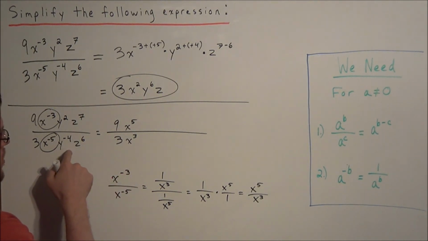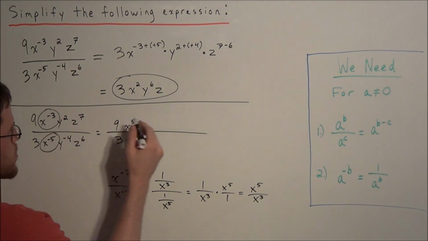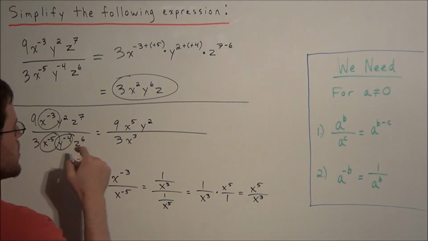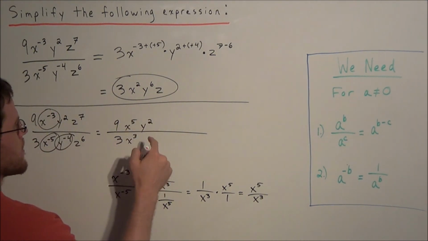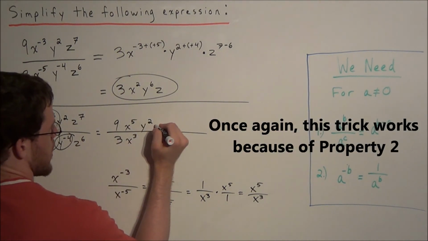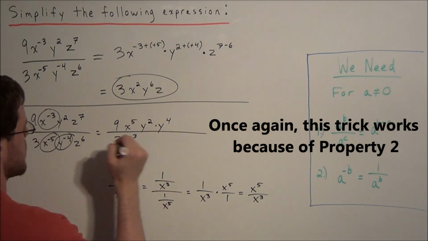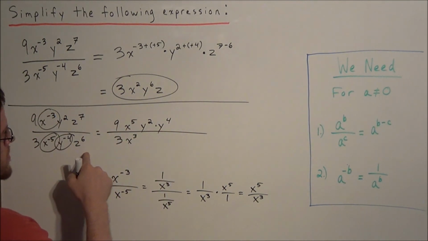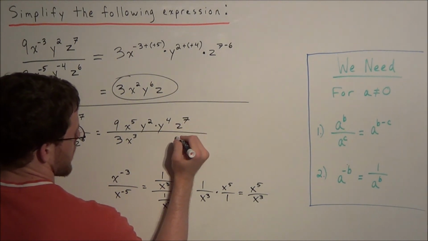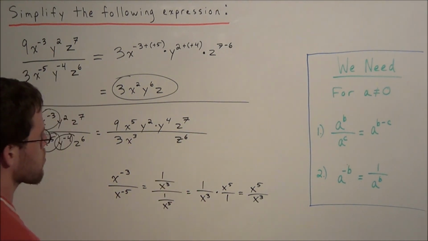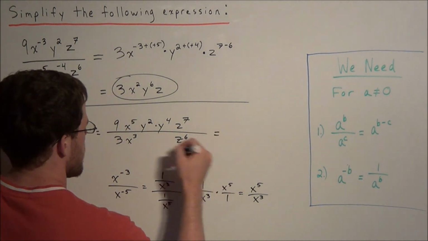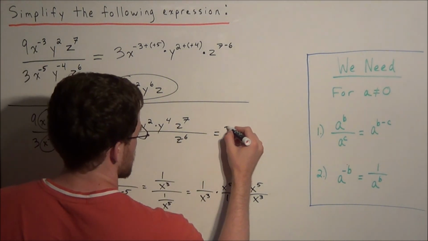So now, without doing any work for this piece, we're going to rewrite y squared because the exponent is positive, but y to the negative 4 we could send up to the numerator, and the act of sending it up to the numerator negates this negative 4, and now we have y to the positive 4. And finally, we could rewrite z to the 7th and z to the 6th because they're both positive. So we have z to the 7th divided by z to the 6th.